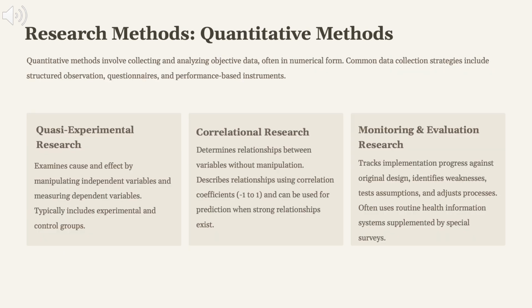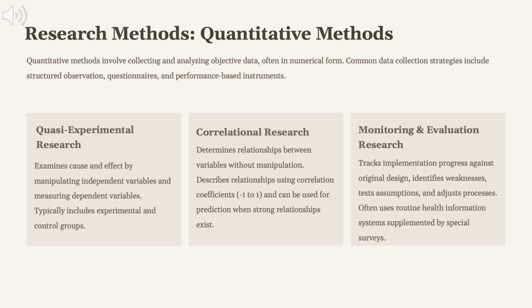There are many quantitative research methods in implementation research. These methods are designed to collect and analyze objective and numerical data. The strength of quantitative research lies in its ability to produce generalizable findings, test hypotheses, and assess the strength and direction of relationships between variables. Common data collection strategies in quantitative research include structured observations, questionnaires, and performance-based instruments. These tools are designed to reduce bias, ensure consistency, and allow for statistical analysis.